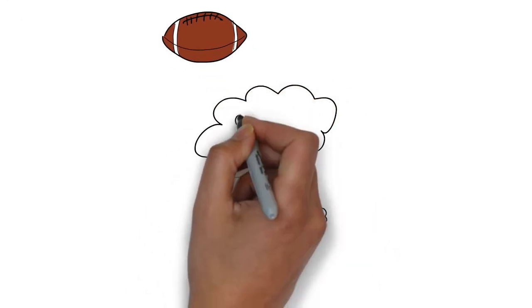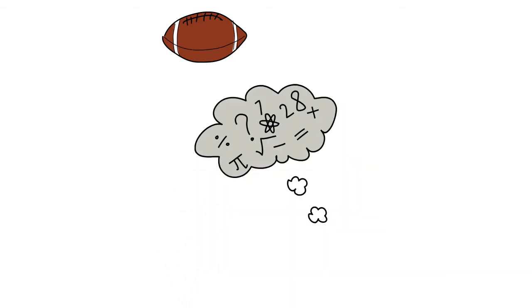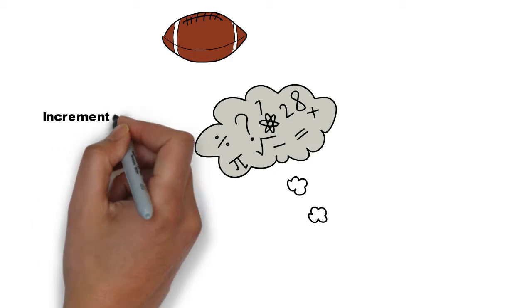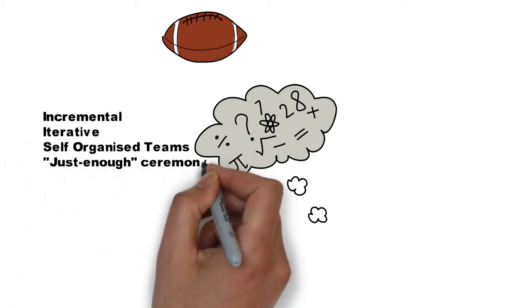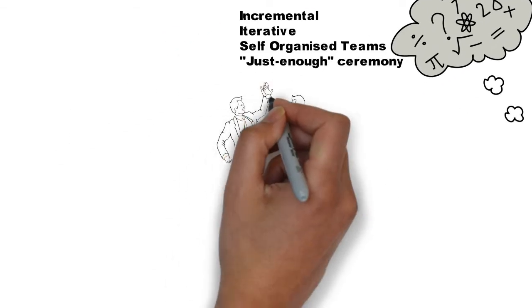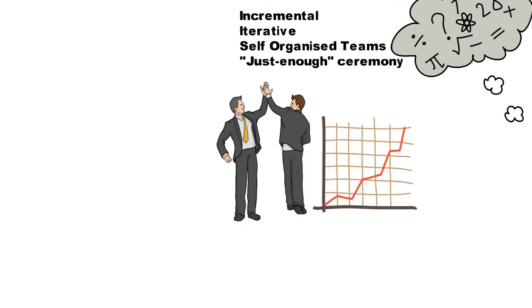Imagine a highly complex project with a high degree of ambiguity. Scrum comes in real handy due to its ingrained nature of being incremental, iterative, with self-organized teams and just enough ceremony. Scrum leads to an increase in face-to-face interaction between clients, stakeholders, and the team. It leads to higher productivity and gain in revenue.